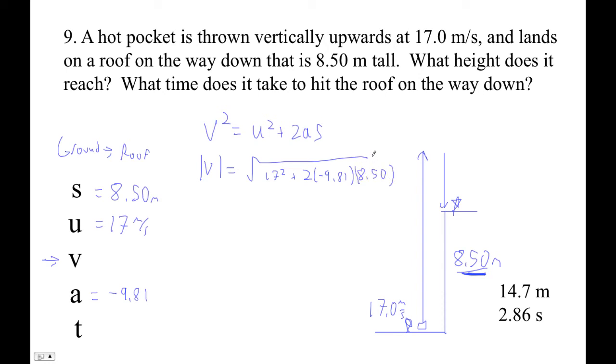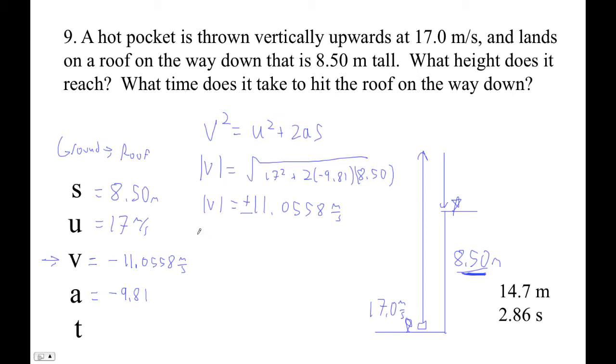All right, so let's try this. The square root of 17 squared plus 2 times negative 9.81 times 8.5. This is why it will be a smaller velocity when it hits the roof, right? I'm getting that the absolute value of the velocity is 11.055, we'll just say 11 meters per second. So it could be plus that or minus that. Definitely when it hits the roof, it's going down. So I'm going to choose the minus answer. Okay.